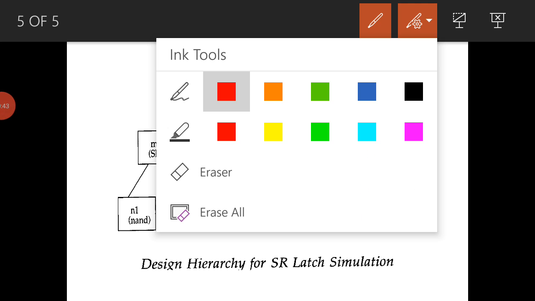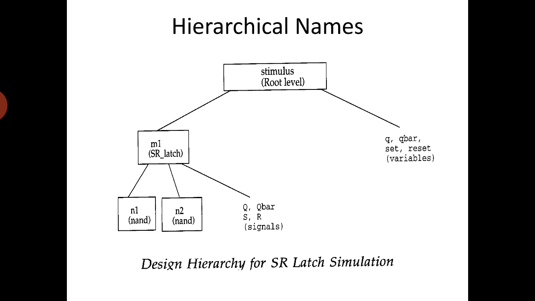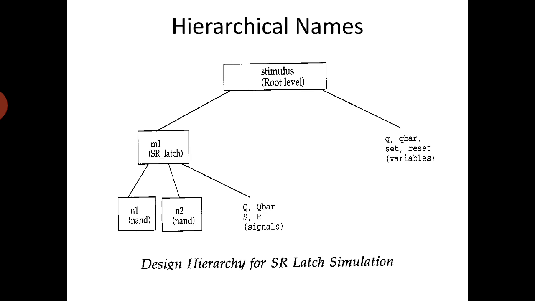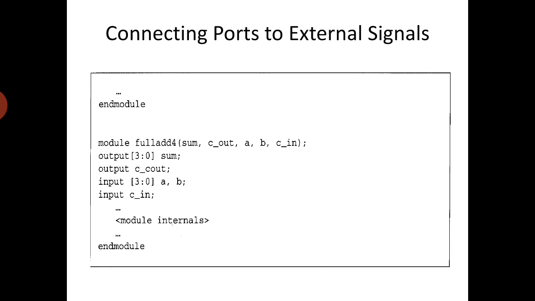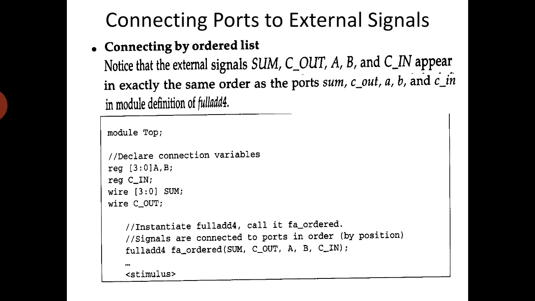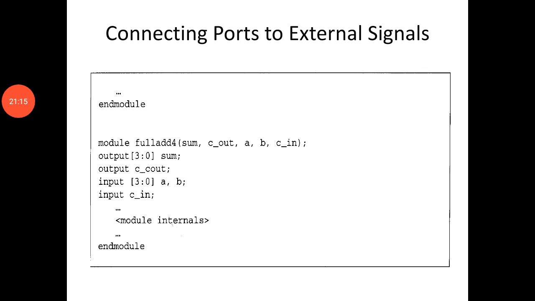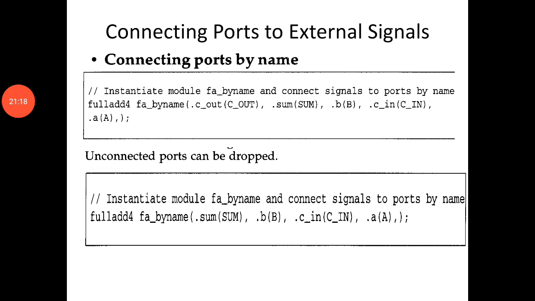So this is how we can display hierarchical names in the top module. For the top module, if you write it, it will display the hierarchical names we have used in the code. This is regarding how to connect the ports, how to connect the signals from one module to another module. We have two methods, connecting by order and connecting by name. These are two methods, with examples, what we have seen. So this completes module 2 of the Verilog HDL.